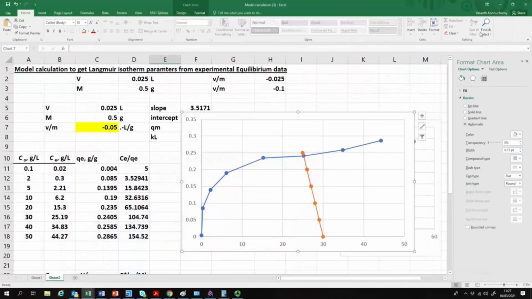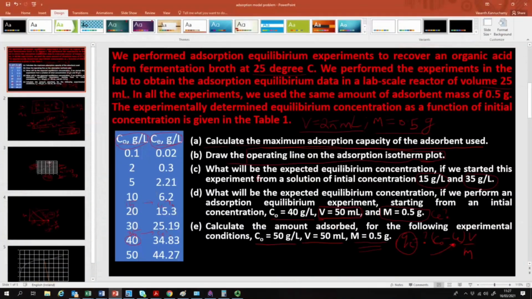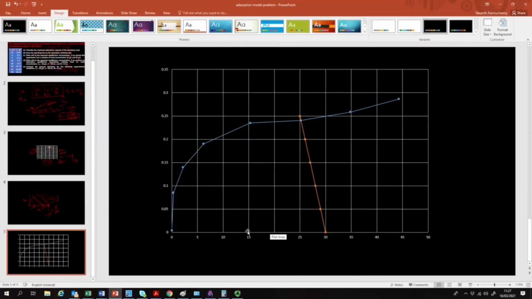If you start the experiment from 15 grams per liter, or somewhere here, 35 grams per liter, what will be the corresponding equilibrium concentration? This one is really simple to do. If you want, you can use what they call a set square, or you can use two different scales.